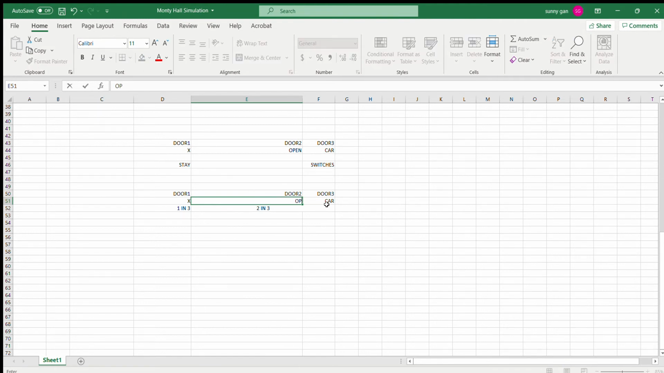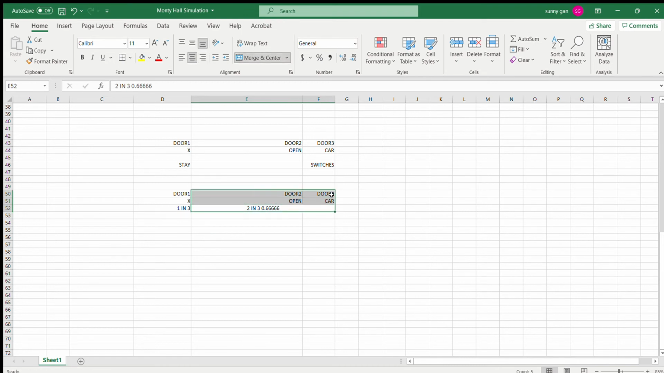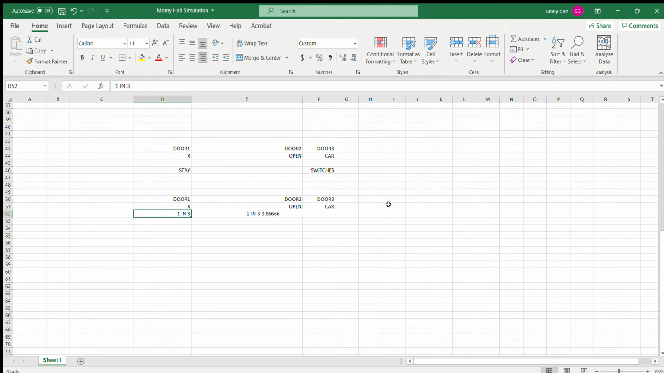Monty Hall, by opening door number 2, essentially concentrates this 0.66 probability into door number 3. So what I'm saying is that you should always switch, no matter which door. As long as Monty Hall opens a door with nothing behind it, you should always switch your options. Let me illustrate it in an Excel sheet.